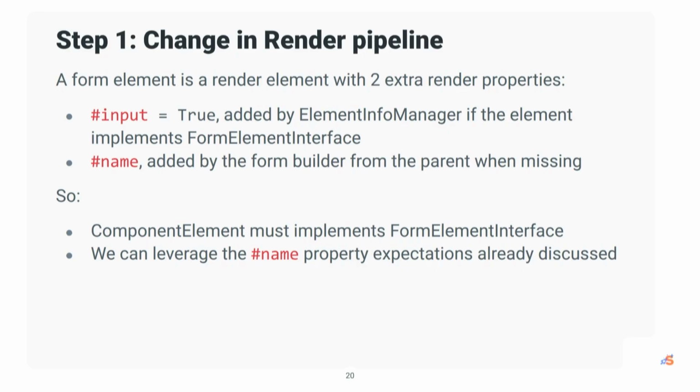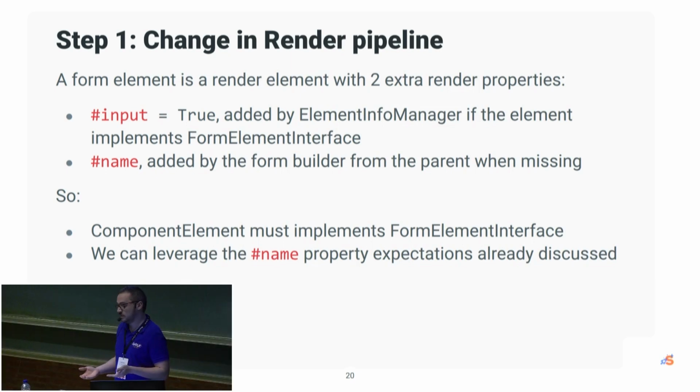So our first proposal to make it work. We propose a change in the render pipeline, because when we looked at how it is processed, to be able to get the value, we need to have input true somewhere, to have the values processed. And this input true, by default, is added by element info manager when the form is processed, and if the element implements form element interface. And it also requires a name, which is currently added automatically by the form builder by default.